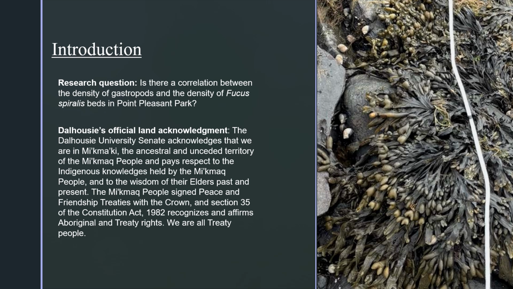I've also included Dalhousie's official land acknowledgement. Dalhousie University is located in Mi'kma'ki, the ancestral and unceded territory of the Mi'kmaq. We are all treaty people.